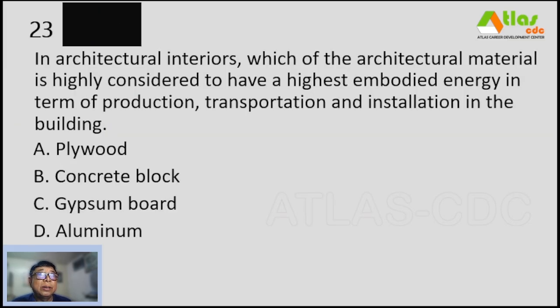23. In architectural interiors, which of the architectural material is highly considered to have a highest embodied energy in terms of production, transportation, and installation in the building? A. Plywood, B. Concrete block, C. Gypsum board, and D. Aluminum. And our correct answer is letter D, aluminum.